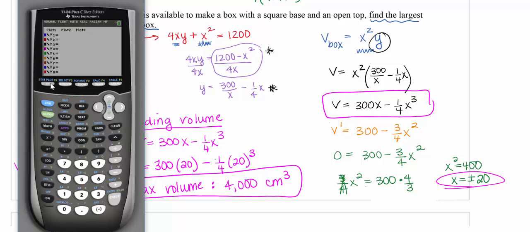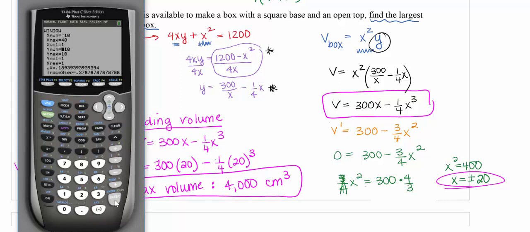So if I go to y equals, and I'm going to type in the first derivative that I found, which was 300 minus 0.75 x squared, because it was 3/4 x squared. This is the formula for the derivative of it. And I know that I'm getting x equals 20 as an answer. So I'm going to look all the way out to, let's just say 40. And I also know that my y values are going to be decently big.